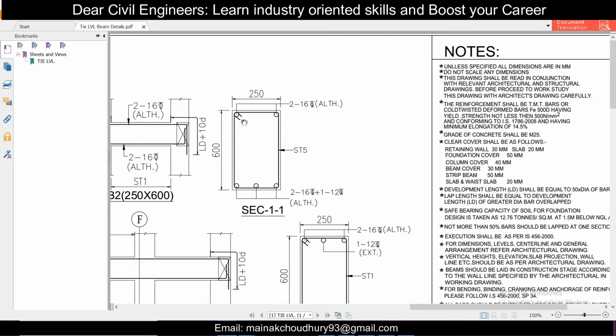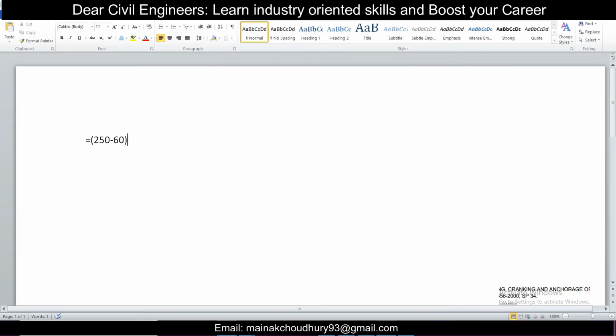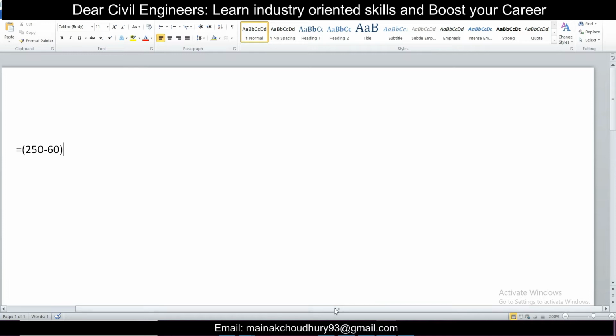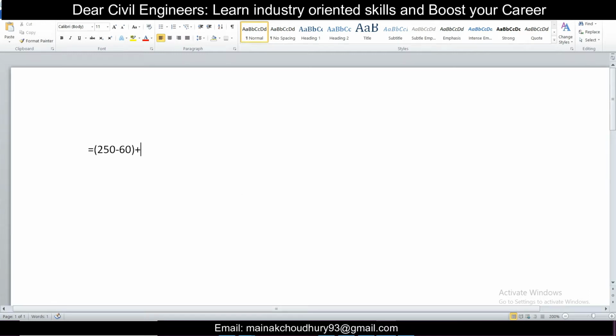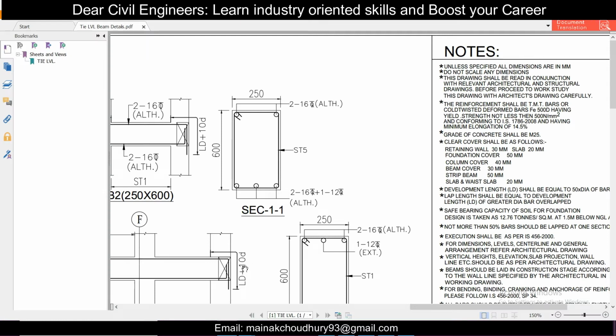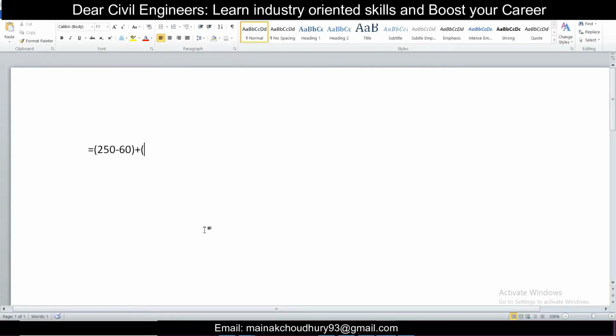So this is this particular length, and this particular length, as you might have guessed till now, will be plus, as you can see the depth is 600, so it will be 600 minus 60. So this is the length here. So this particular value multiplied by 2, this will be the total length here.